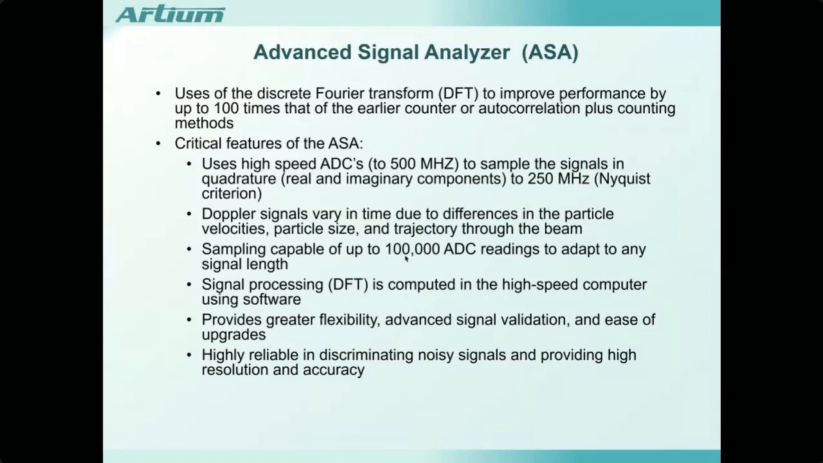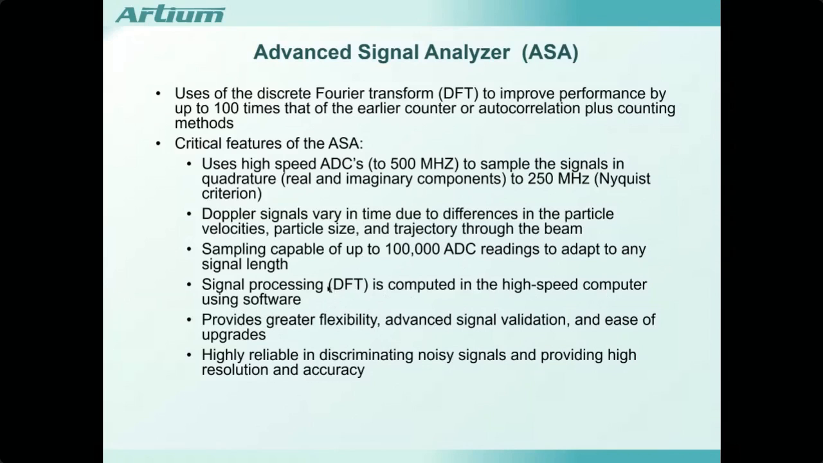We actually have a capability of sampling 100,000 ADC readings, and that's well above what's needed. But some of the ideas are to have, for example, continuous signal with high seeding so that we can get turbulence frequency spectra out of the measurements. And so that capability is built into our system. The signal processing, the DFT, is computed in a high-speed computer using software.